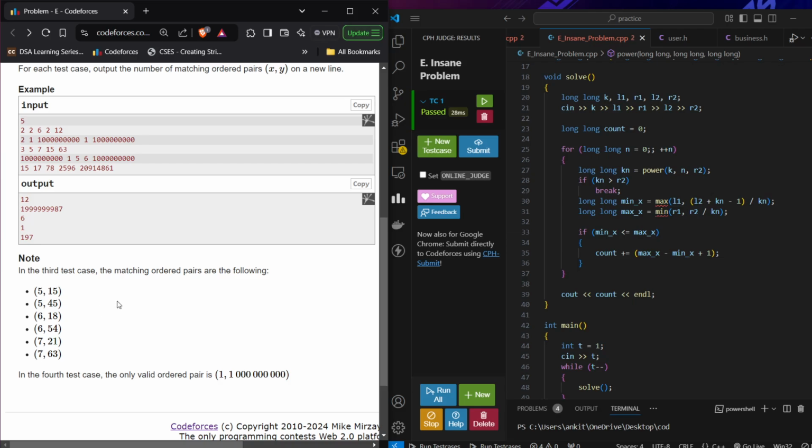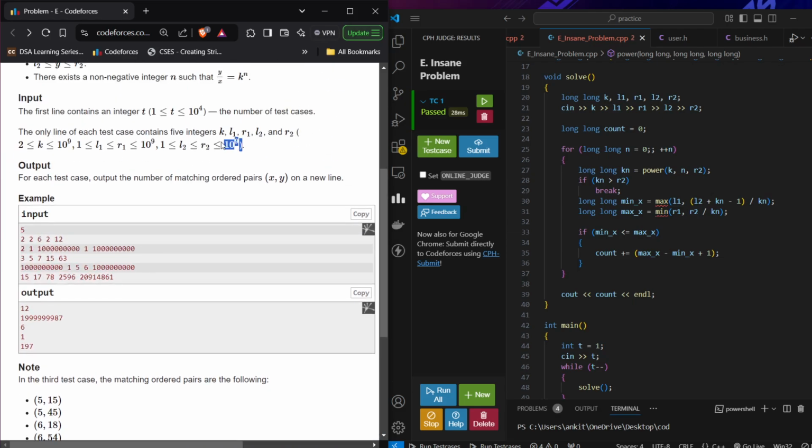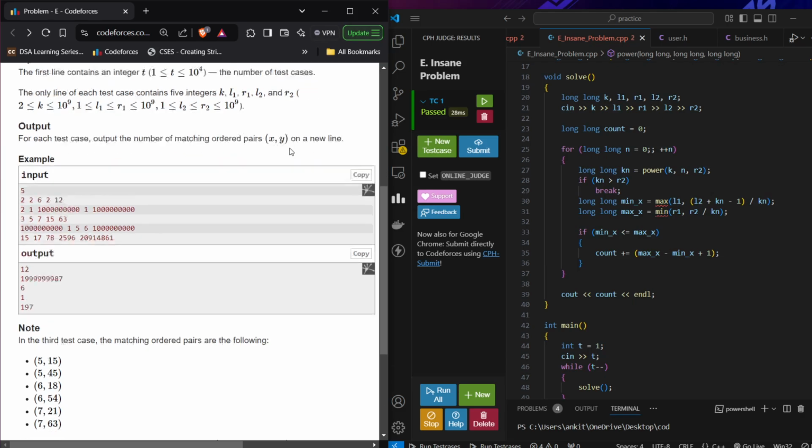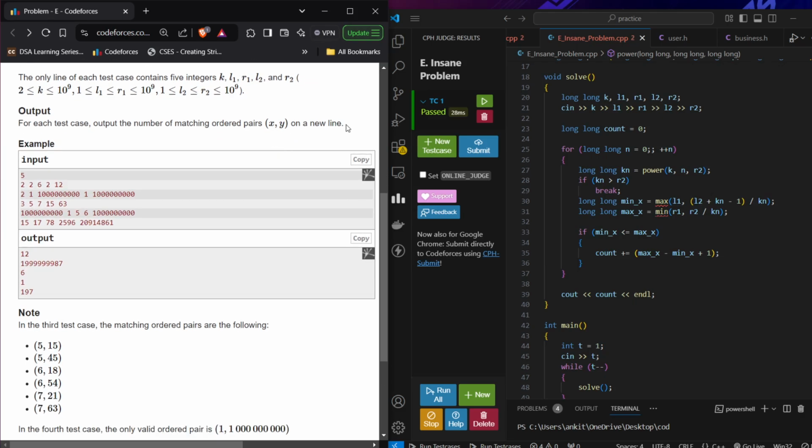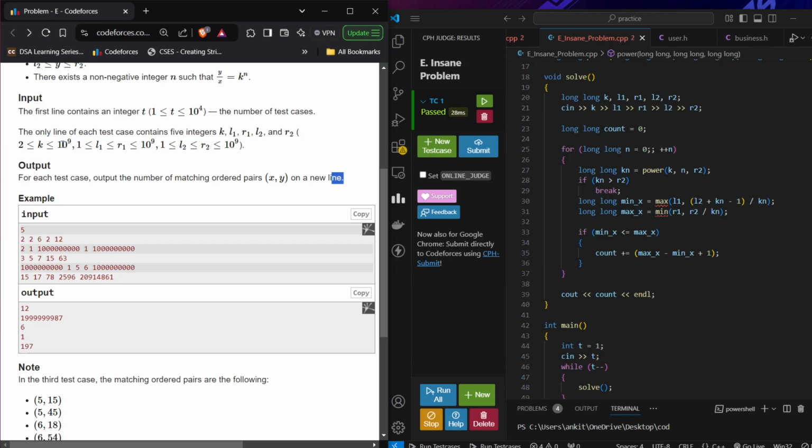So we have to deal with powers of k, and since the numbers are very large we can't iterate over them. Another thing to note is that we can make use of the powers of k because the limit is 10 to the power 9 and k ranges from 2, so the maximum iteration count can be 30, because 2 to the power 30 is around 10 to the power 9. So that solves our issue: we don't iterate over the given range, we iterate over the powers of k. Also we will restrict the powers of k, looking at how L1 and R2 behave.